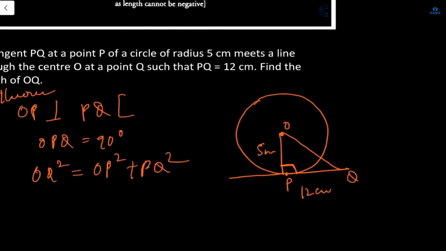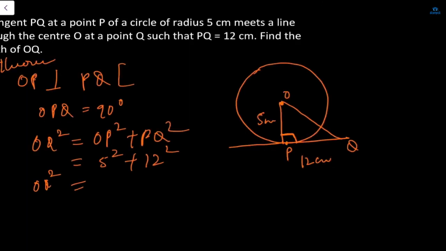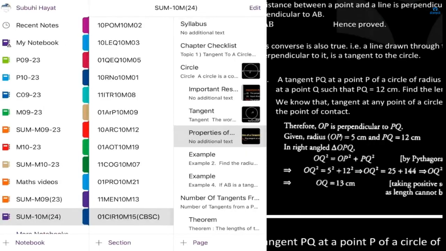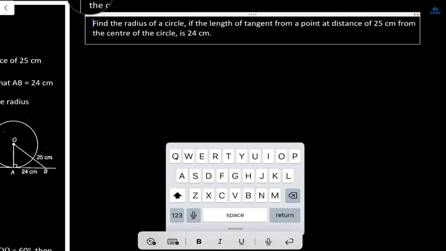Okay, so this will be equal to 5 square plus 12 square. 25 plus 144, you will get 13. Yes, it is a Pythagorean triplet. Try this also. First, let's draw the diagram.